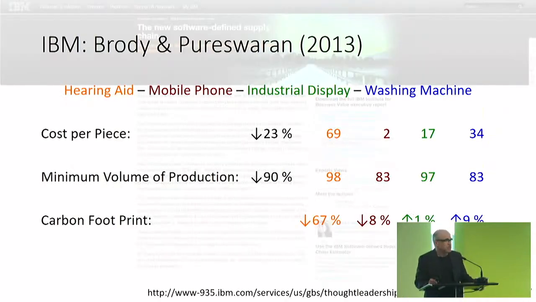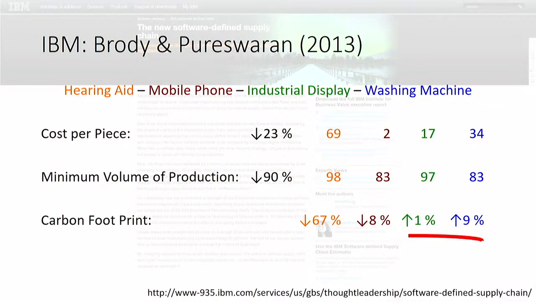Distributed manufacturing has been studied ages ago. This is a study from 10 years ago, where specialists at IBM analyzed a hearing aid, a mobile phone, an industrial display, and a washing machine, and compared centralized manufacturing to distributed manufacturing. And they found out that with distributed manufacturing, the cost per piece would go down about 23%. The minimum volume of production would go down 90%. That is an indicator for how big or small your factory can be.